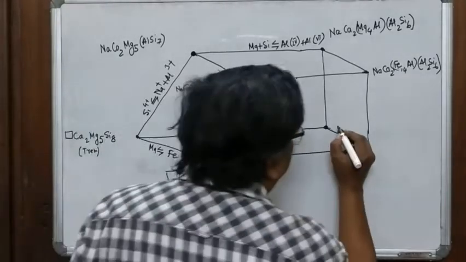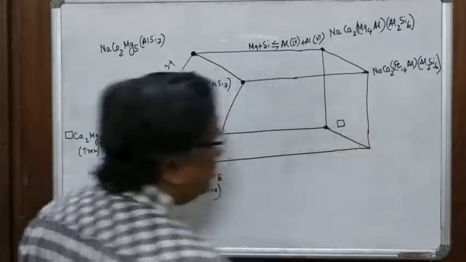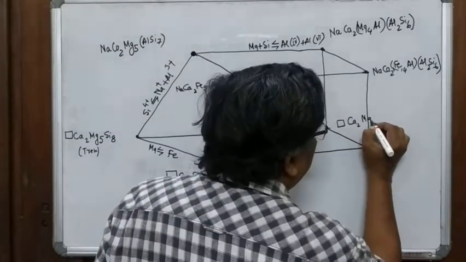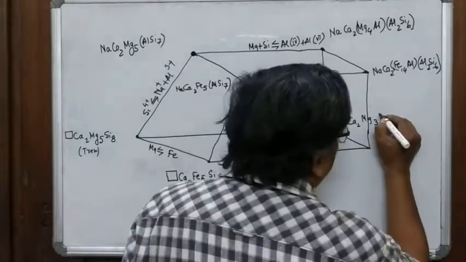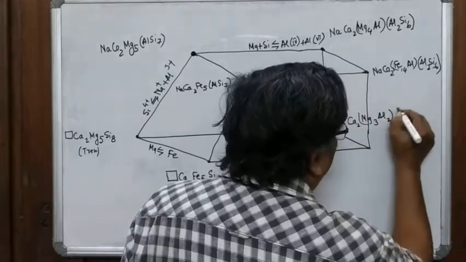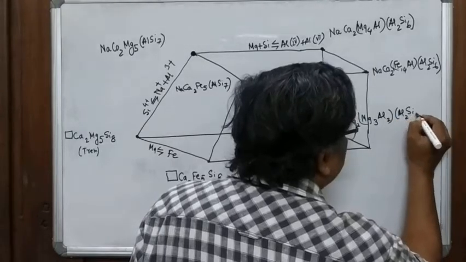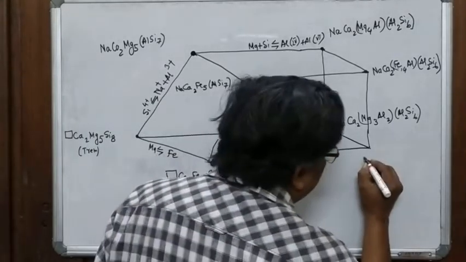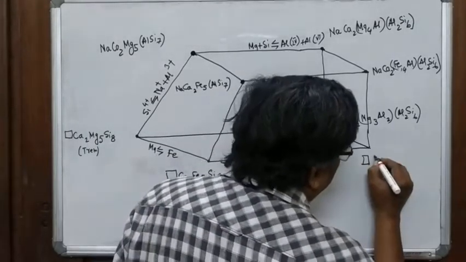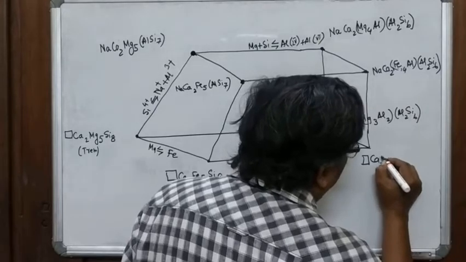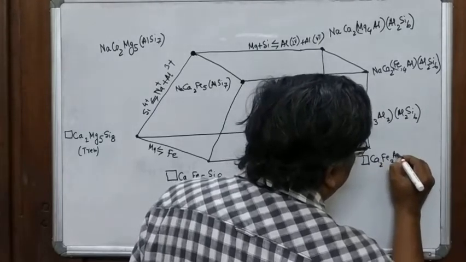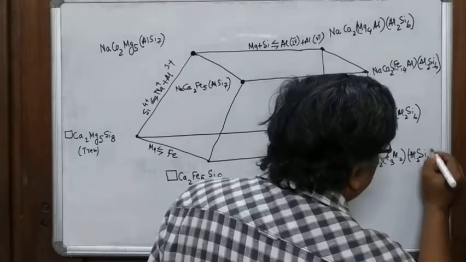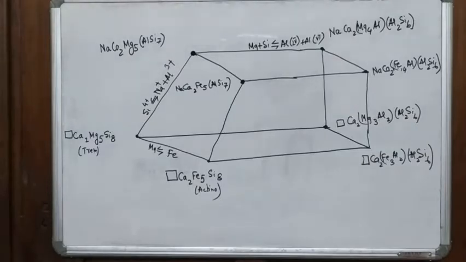So there you have blank, sodium goes off, and you have Ca2 and then Mg3, Al2, Al2, Si6. This is magnesium Sherbakite, and this one here is Ca2, Fe3, Al2, and you have Al2, Si6. This is ferro-sherbakite.